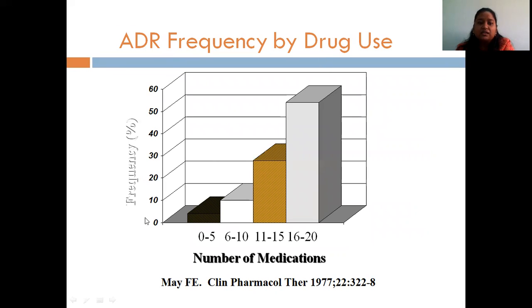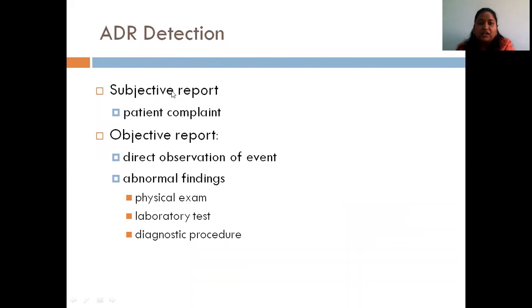If we see this graph, as the frequency of use of the drug increases and the number of medicines increases, the percentage of adverse drug reactions also increases. So the ADR detection can be done by physical examination.